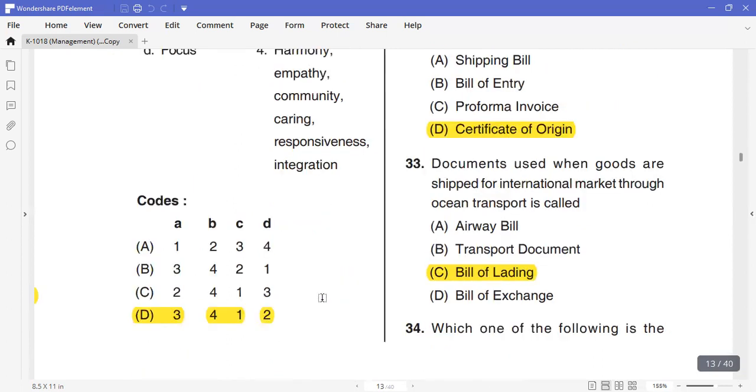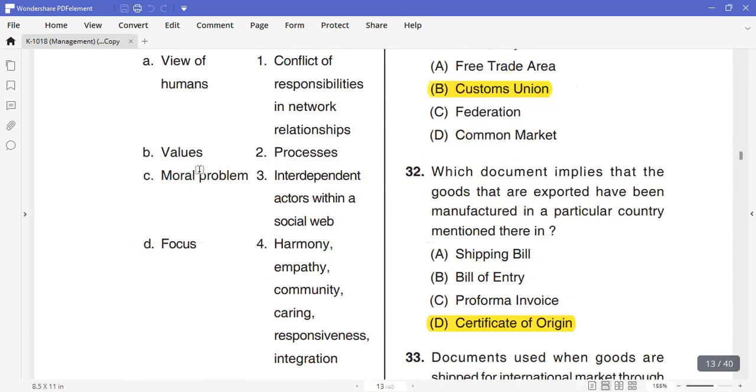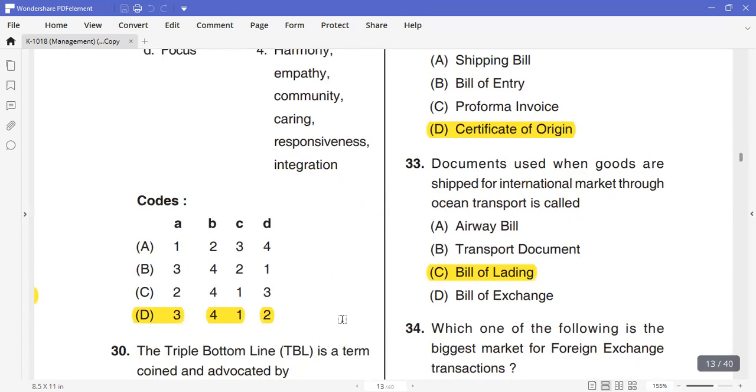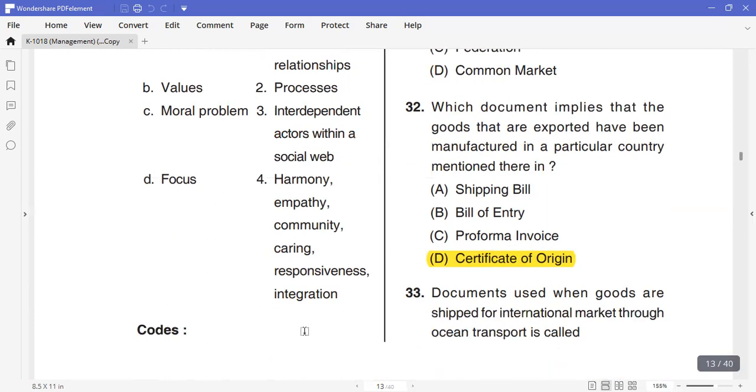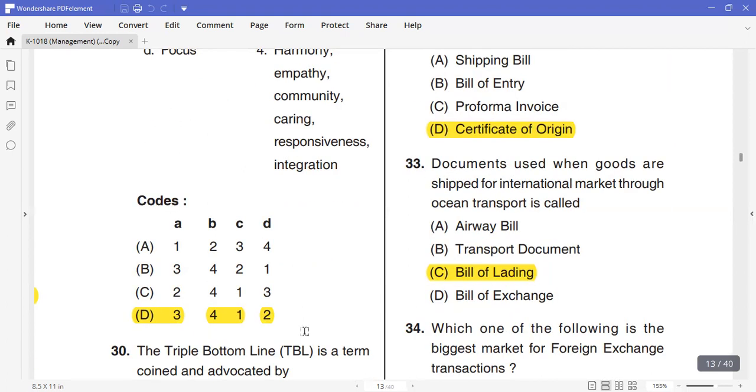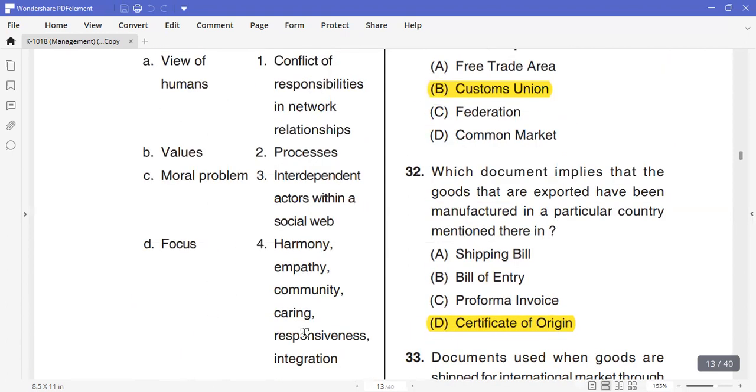Next, for B it is 4. So values are nothing but harmony, empathy, community, caring, responsiveness, integration, all these things are called values. Then C it is 1. So moral problem is nothing but conflicts of responsibility in network relationship. So this is where the problems arise. So more network, more moral problems are going to arise. Next one, D. So D is 2. So focus is nothing but it is a process.